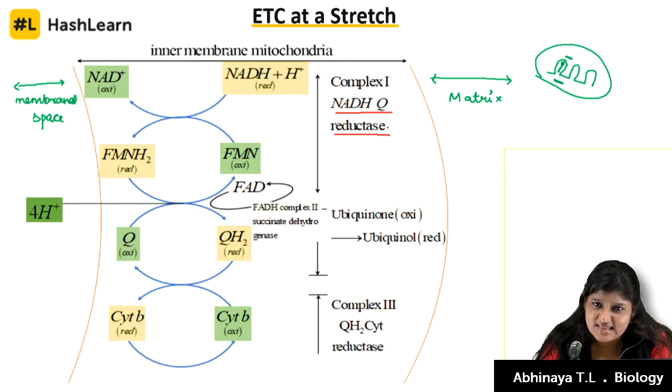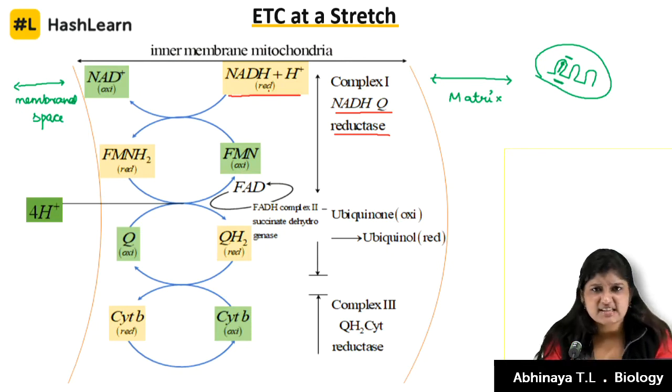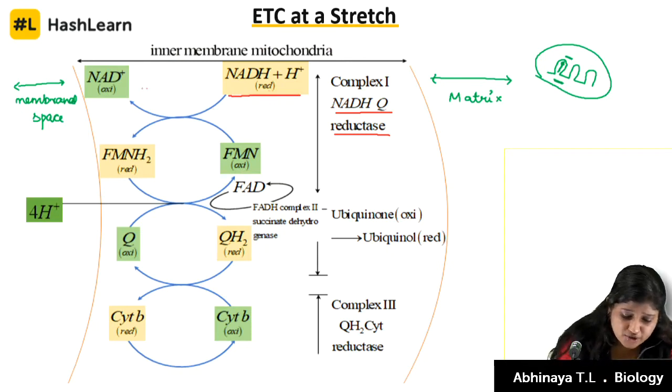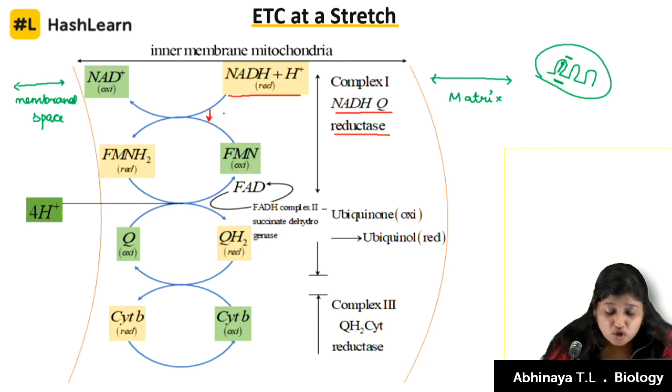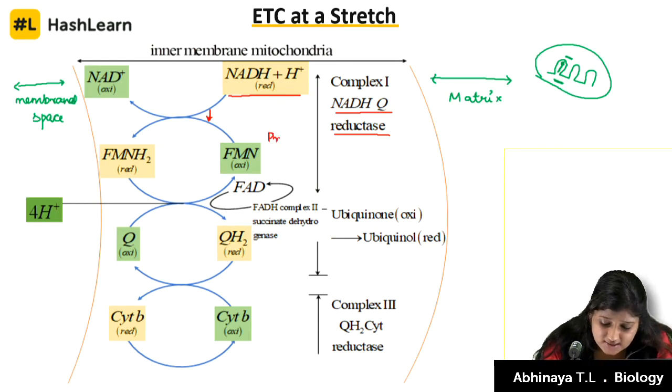It is sitting inside the inner membrane of mitochondria. Our reduced coenzyme from glycolysis is in the reduced form, right? It undergoes oxidation by releasing its proton to its prosthetic group. One more thing you have to keep in note is the prosthetic group of complex 1.